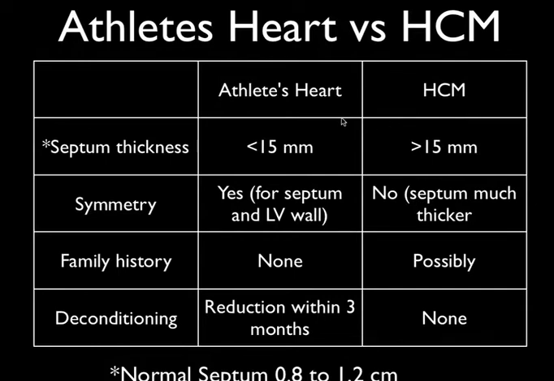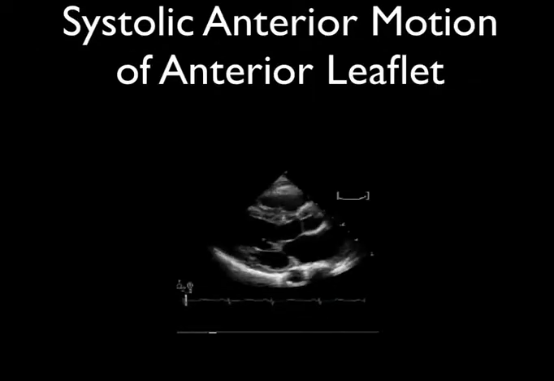Now, sometimes you can have something called athlete's heart, which is the heart can, like any muscle, enlarge when you're using it a lot, but it is enlarged symmetrically. And so over here with hypertrophic cardiomyopathy, it's only the septum that gets thicker compared to athlete's heart. And then family history of sudden death is often very common in hypertrophic cardiomyopathy. And this athlete's heart goes away if you don't exercise for 3 months, whereas this septum stays thicker. So just a little clinical correlate to show you.